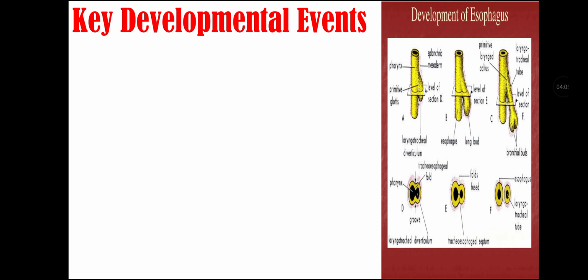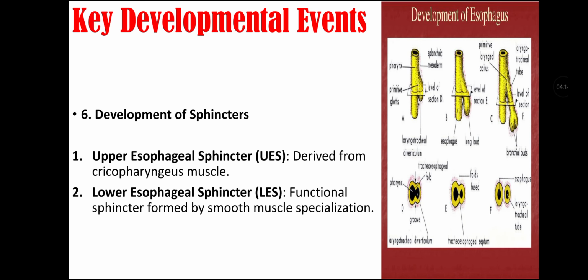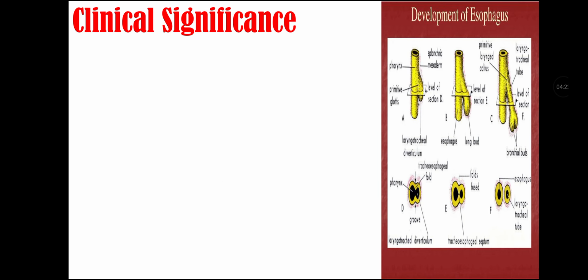The next event of esophagus development is development of sphincters. The first sphincter is the upper esophageal sphincter, which is derived from the cricopharyngeus muscle. Then there is the lower esophageal sphincter, which is a functional sphincter, and it is formed by smooth muscle specialization.